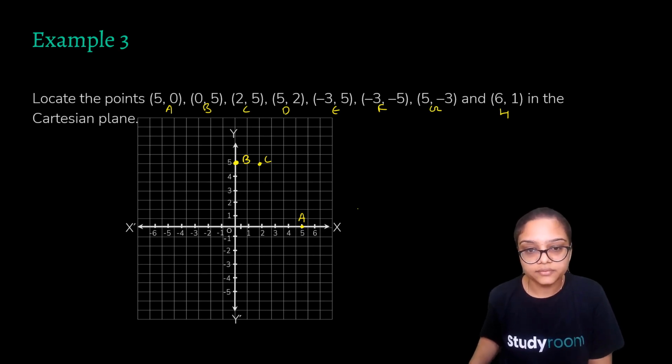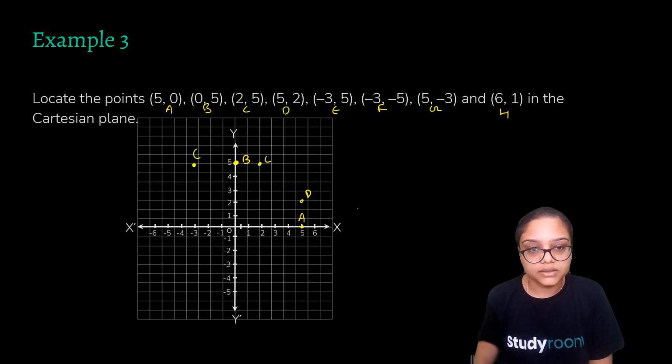Move 5. Okay, moved. Now 2. So it will be here. Okay. Now minus 3 comma 5. Minus 3, so x dash direction minus 3. Now it's 5, so it's positive. So we'll move upwards. And upwards if we move, we'll arrive at this point.